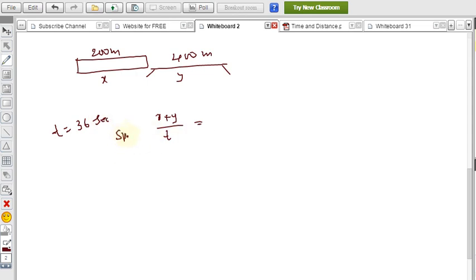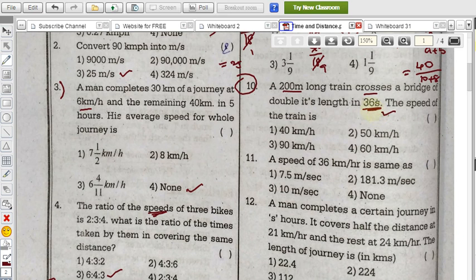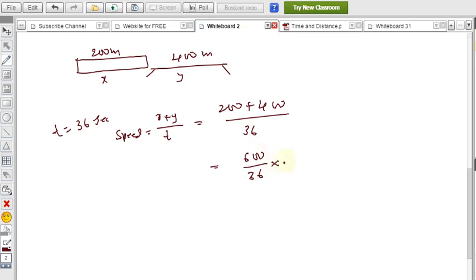Then speed is equal to x plus y, 200 plus 400, the total distance, by time taken, 36. That is 600 by 36. Your time is given in seconds and distance is in meters, so the answer will come in meters per second. But our options are in kilometers per hour, so let us convert into kilometers per hour.